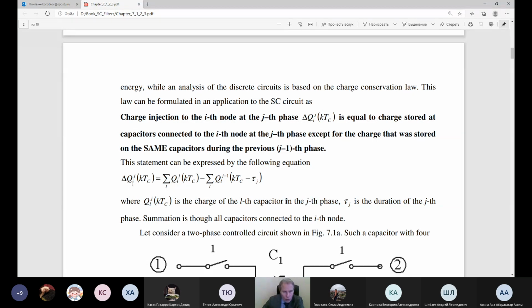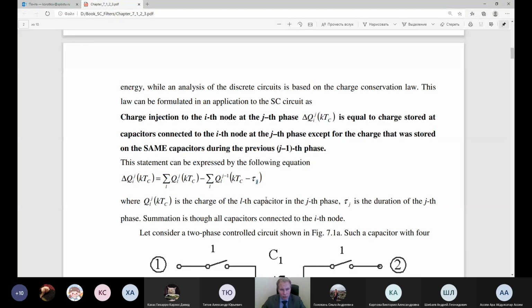So the lower index i corresponds to the number of the node. And in the brackets we have the time slot, as usual. The capital T corresponds to the period of the clock frequency, and tau is the time of this, in our case, of the phase.